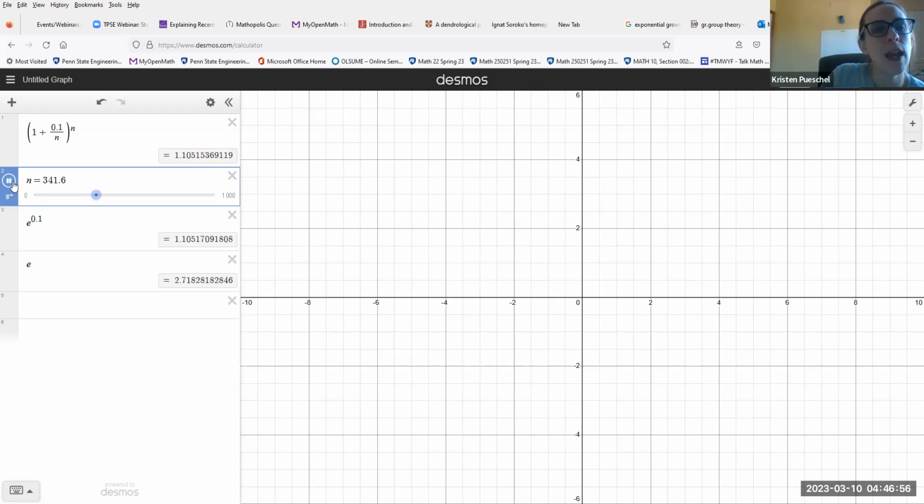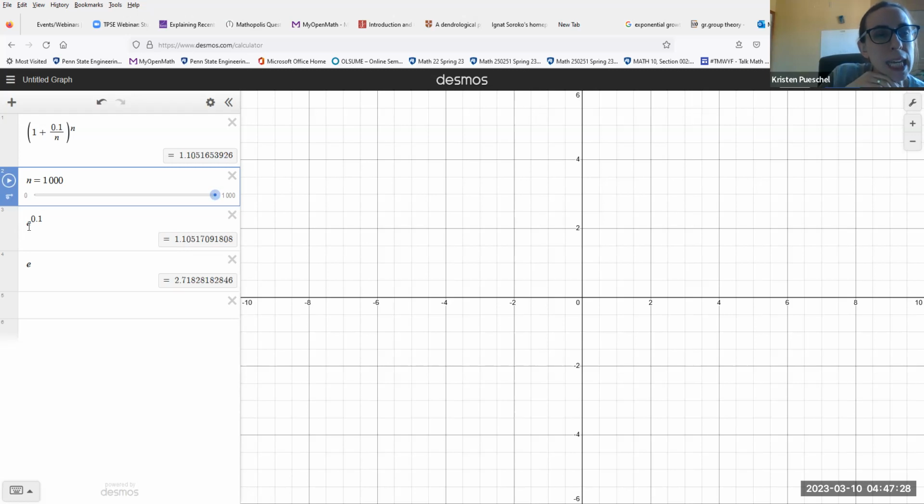We can see that as this number of compounding periods in a year goes up, that number is rising, but it's not shooting out of control. In fact, it seems to be getting close to some value. It seems like it's kind of stabilizing. And in fact, there is an upper bound on how big this can get.